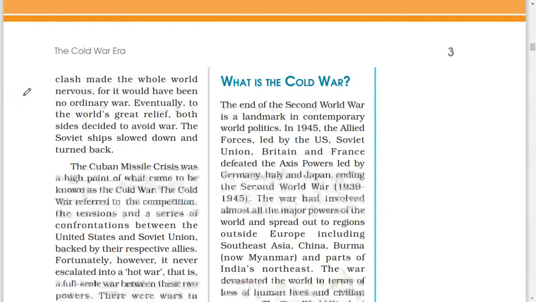The clash made the whole world nervous, for it would have been no ordinary war. Eventually, to the world's great relief, both sides decided to avoid war. The Soviet ship slowed down and turned back.